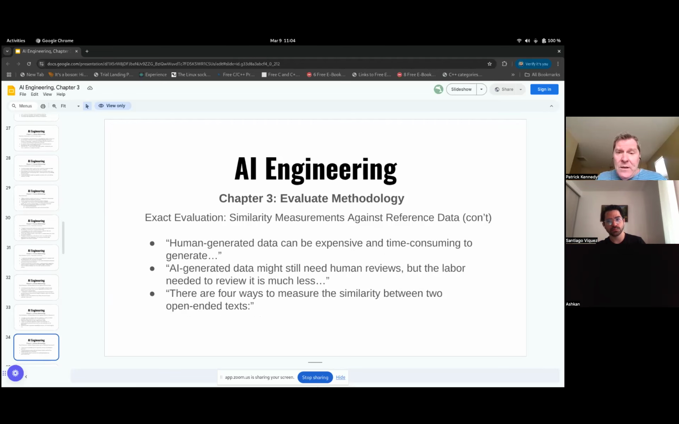Next slide. Similarity measurements, again, against reference data continued. Human-generated data can be expensive and time-consuming to generate. AI-generated data might still need human reviews, but the labor needed to review it is much less. And there are 4 ways to generate the similarity between 2 open-ended texts.